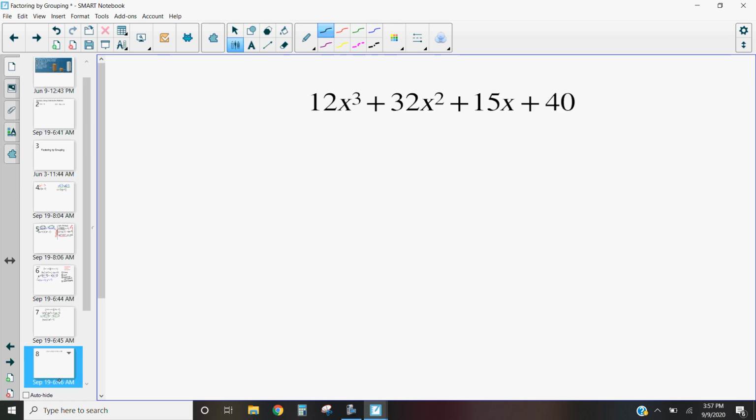So I want you to take a second, practice factoring this out using grouping. So the way that we're going to do this is pause the video, practice this problem on your own. After you've completed it by doing factoring by grouping, unpause the video. I will have a solution up here, and I want you to check to see if your solution matches mine. So pause it.